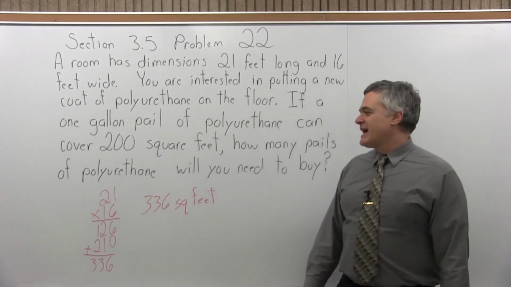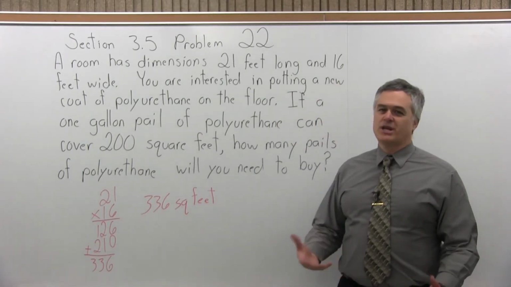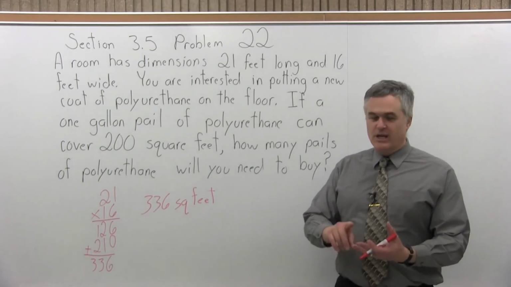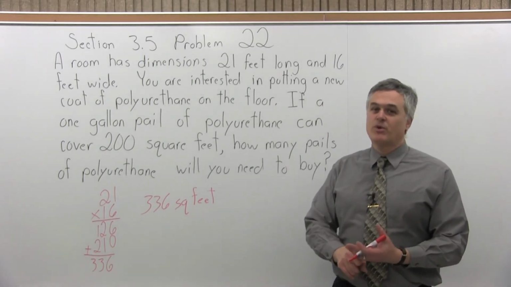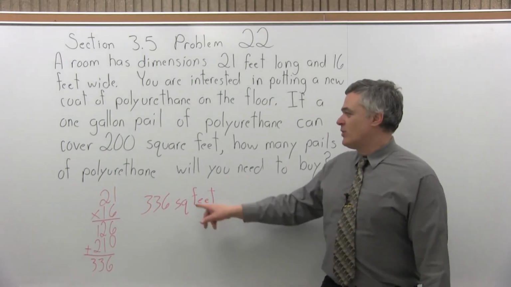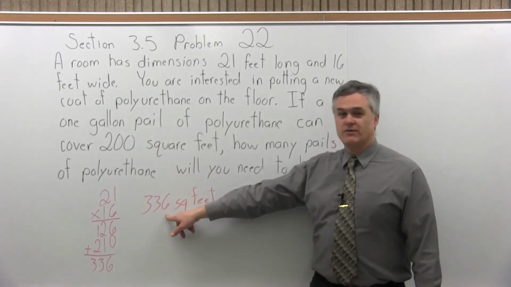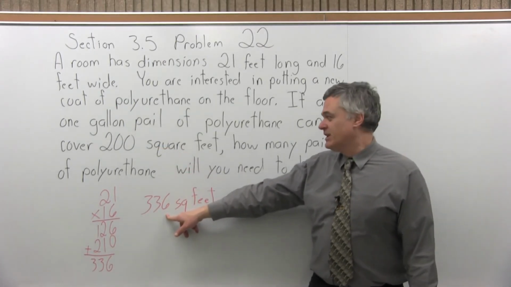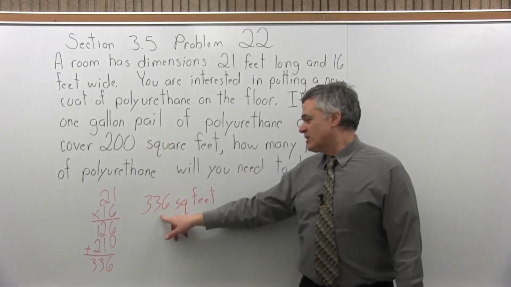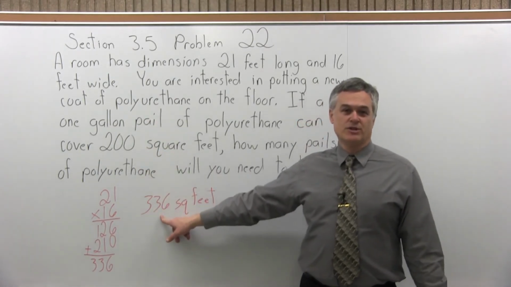You don't need that exact of an answer because you can't buy a partial can of polyurethane. You're going to buy 1 can, 2 cans, 3 cans, 4 cans. You can't buy 1.88 cans of polyurethane. So 1 can won't do it. It covers 200 square feet, and there's a lot left undone. A second can, though, takes you up to 400 square feet, which is a little more than enough.